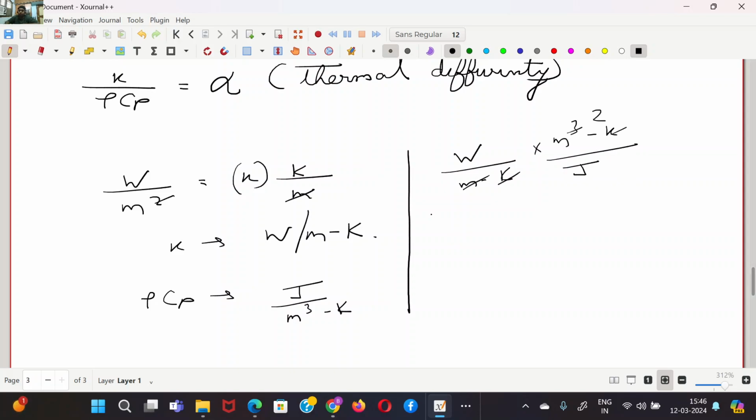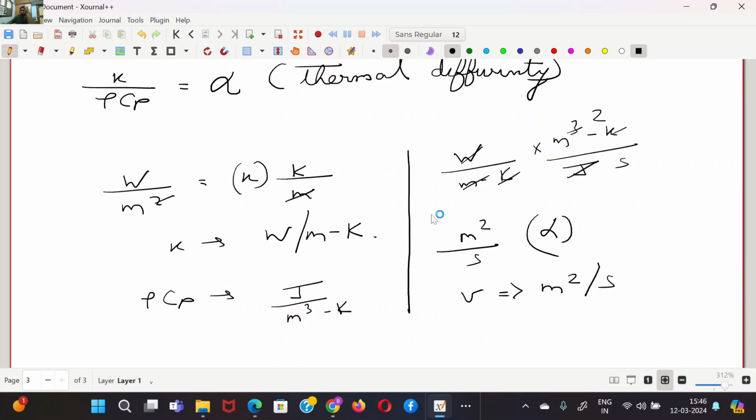And what is watt? It's basically joule by second, right? So you'll have a second here. So it's meter square per second. That's the unit of alpha. And if you recollect, when we did the kinematic viscosity, that also had units of meter square per second.